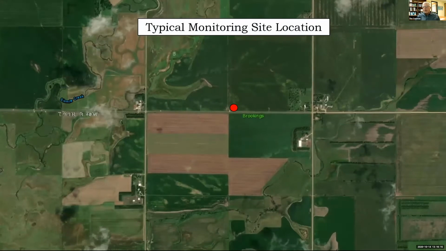The typical monitoring site location looks like this, just out in the middle of nowhere along a county road somewhere. So it's away from point sources of contamination, away from being directly next to a farmstead or next to a city or anything like that. Really, the main thing that's around most of these sites is just your average agricultural use land in South Dakota.